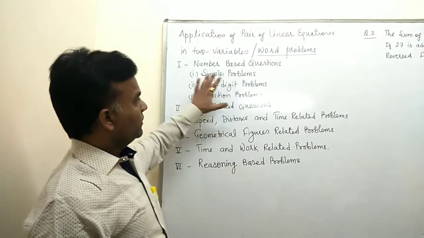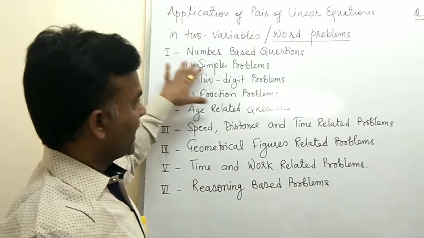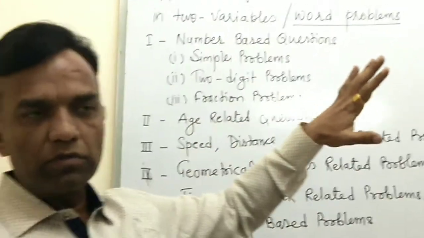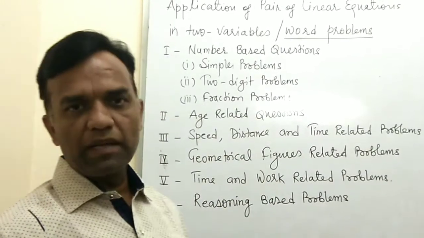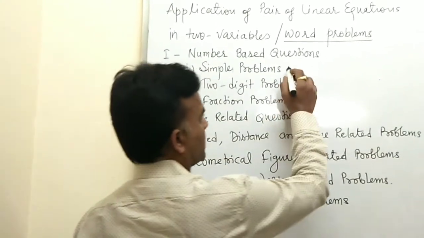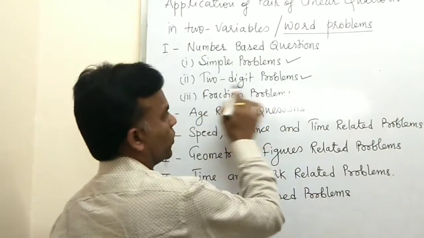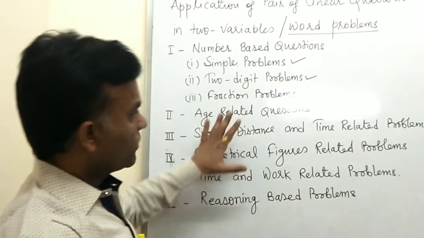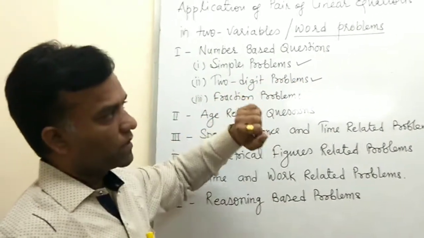Then we have the first variety, in which three parts are included, like simple problems. We have more examples of this type, but we explain only one here, because there are three types. So this part, simple problems, is done. Now we continue with two-digit problems, and we have an example related to two-digit problems.